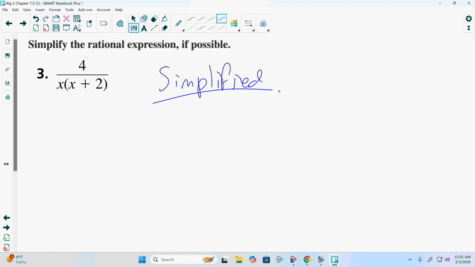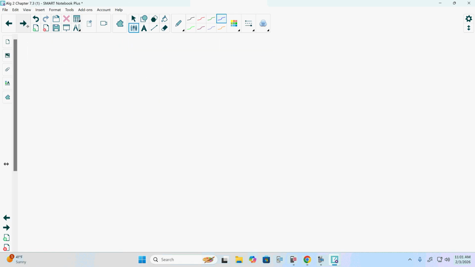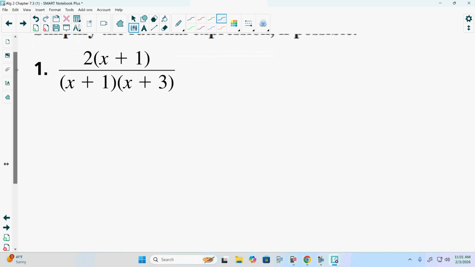And even if there wasn't, and we factored and found that there wasn't, leave it in factored form. There's no reason to multiply it back out if we already factored it. All right, let's actually look at one here. We have 2 times x plus 1 over x plus 1 times x plus 3. Is there something in common on top and bottom? X plus 1, we have this x plus 1 in top and bottom.